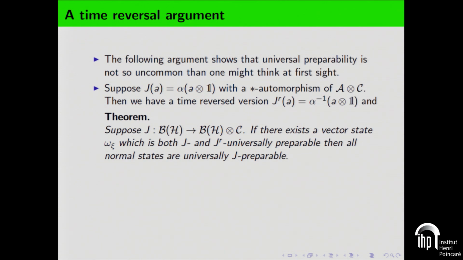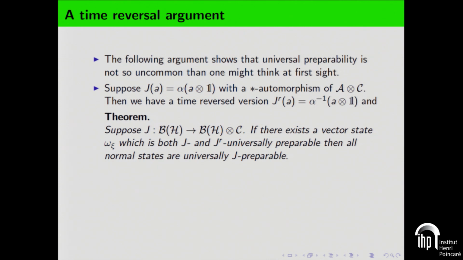Suppose that your transition is of the form alpha, A goes to alpha of A tensor 1 with some star automorphism of A tensor C. Then we have a time-reversed version, JR, which maps A to the minus 1 of A tensor 1. For example, in the case where J is U star A tensor 1 U, that's clearly possible. And in this case, you can prove the following.